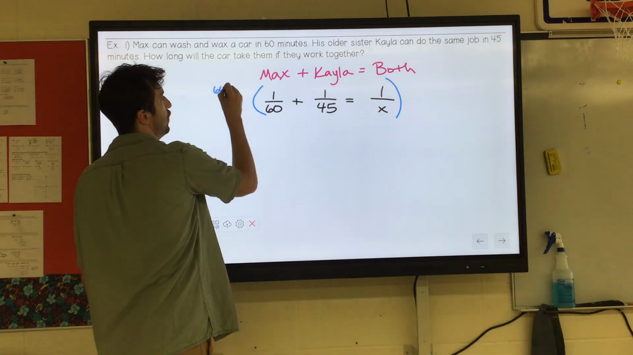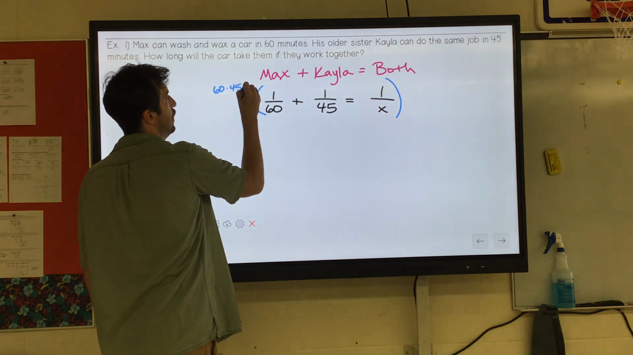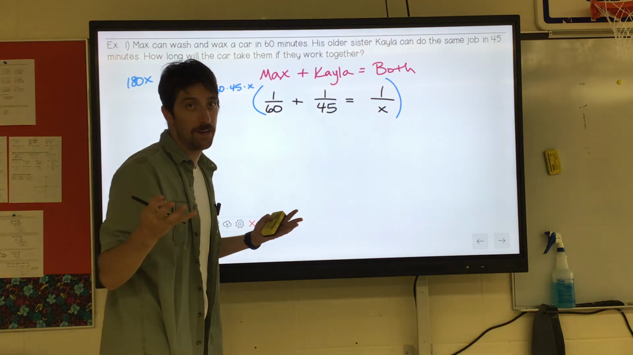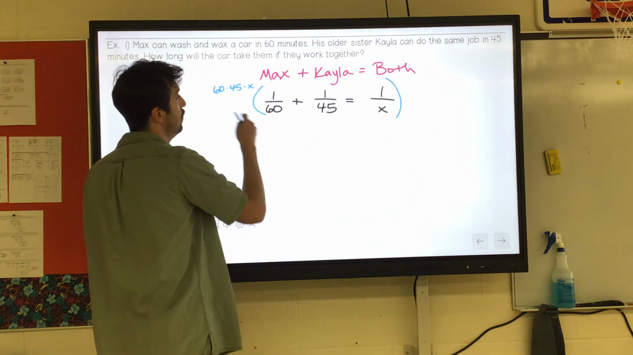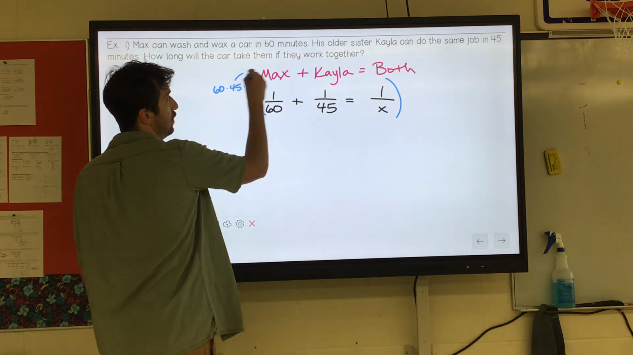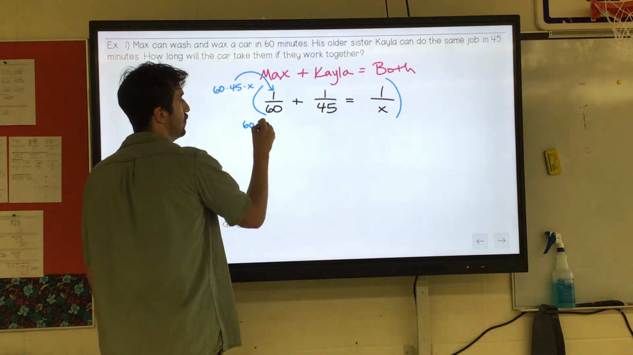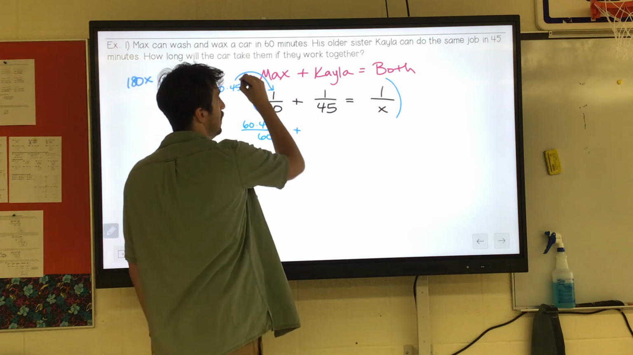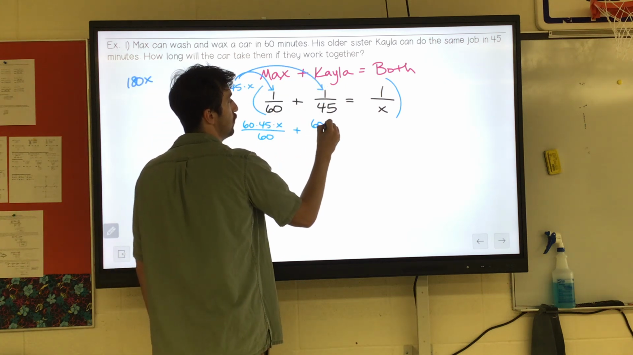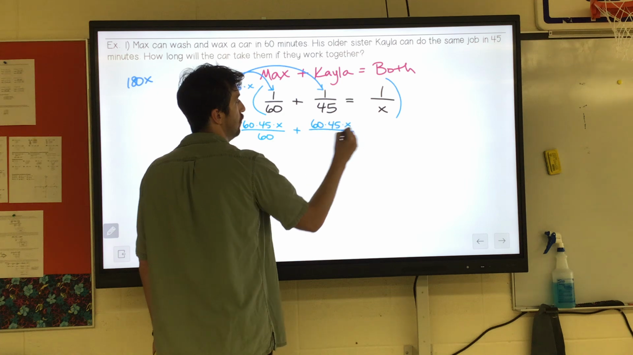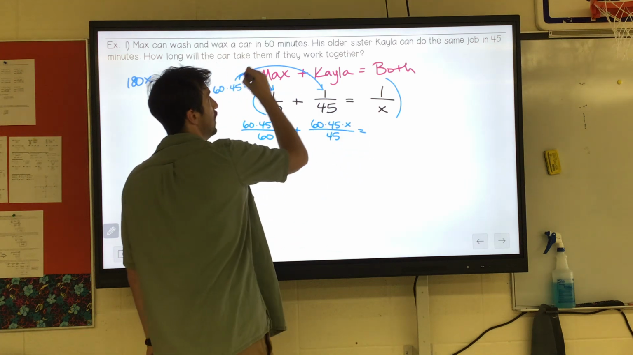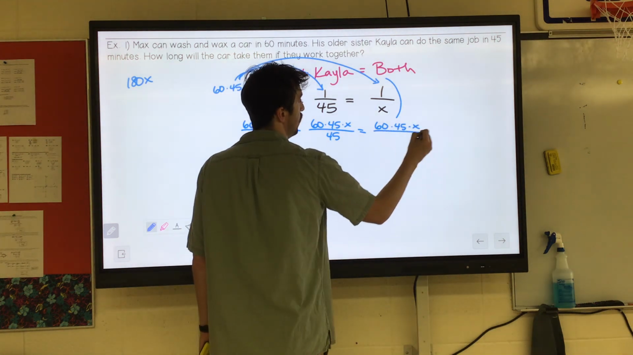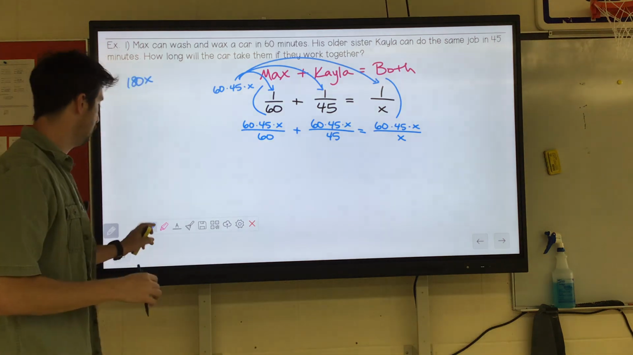So we could multiply everything by 60 times 45 times x. And like, what is that? I don't know what 60 times 45 is, but it doesn't even matter. Because watch, let's multiply them all in the numerator. So this one would be 60 times 45 times x over 60 plus 60 times 45 times x over 45 equals 60 times 45 times x over x. Every one of these is going to have something that cancels out.